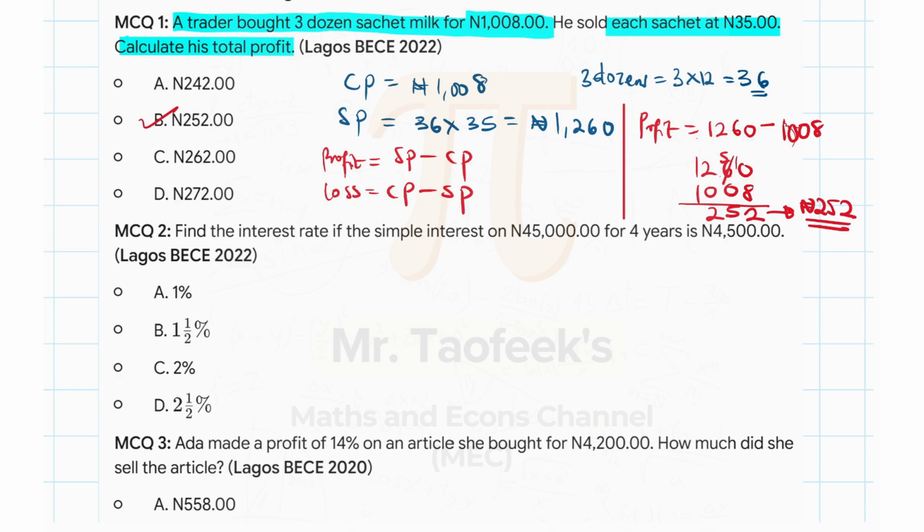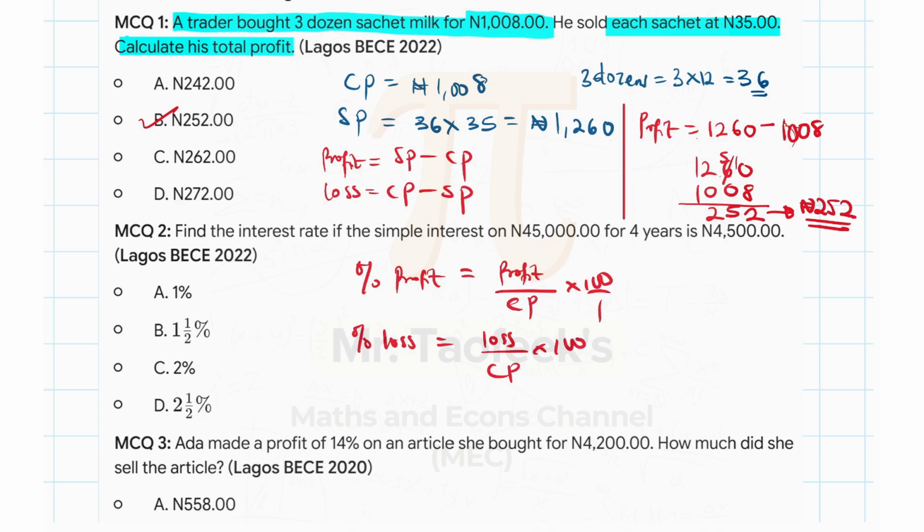As simple as that. Now, just to add to this, some questions might ask you to work out the percentage profit or the percentage loss. Percentage profit is just the profit divided by the cost price times 100 out of 1, while percentage loss is the loss divided by the cost price times 100 out of 1. So whether you're calculating percentage profit or percentage loss, the denominator is always going to be the cost price. But for a percentage loss, your numerator is loss, and for a percentage profit, your numerator is profit.